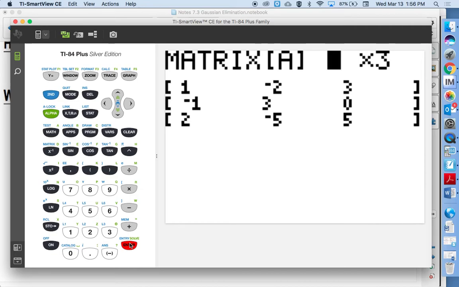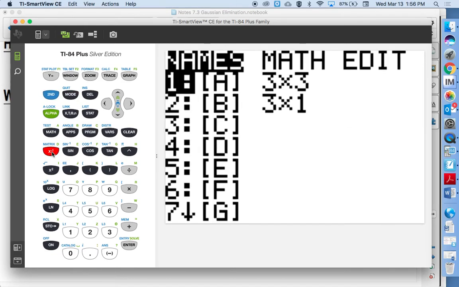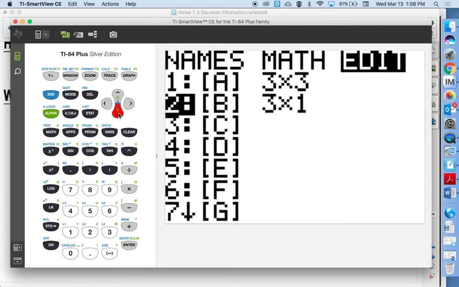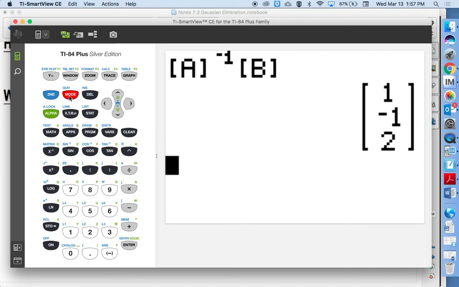You're going to do that a second time. Second, quit first. Second, x, -1. Over to edit and down to B. Make sure you go down to B after you move over to edit and plug in those 3 numbers. And then after you get the numbers entered in, you need to go back to your regular calculator screen.